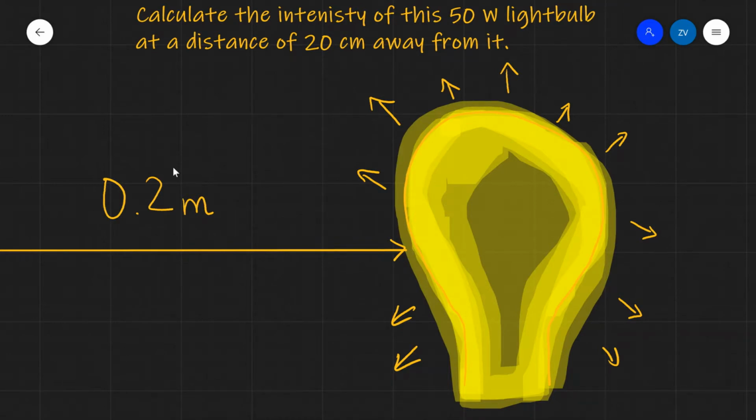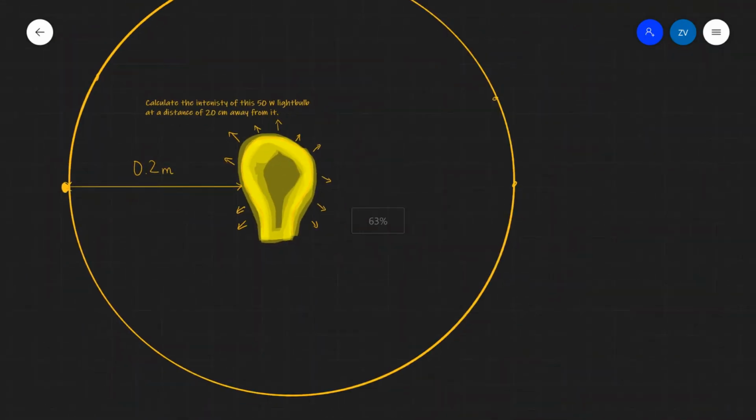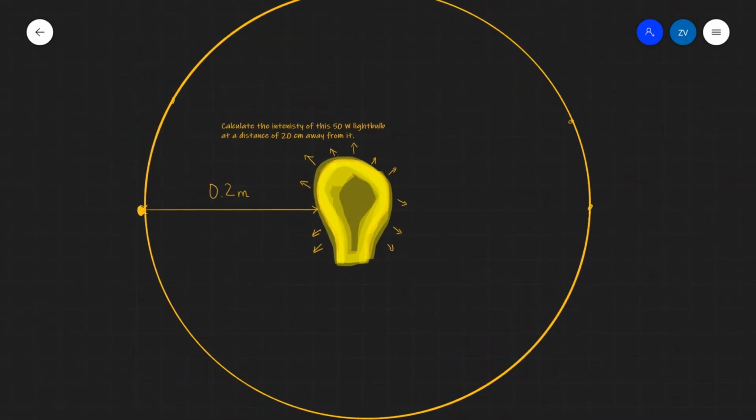The trick to those type of questions, anytime we need to find the intensity or we are given the intensity at a certain distance, is to think how light spreads from a point source. And a light bulb or even a star, we can actually assume to be a point source. The light is going to be spreading in the form of a sphere around this light bulb, and the radius of this sphere will be equal to the distance that we are interested in.